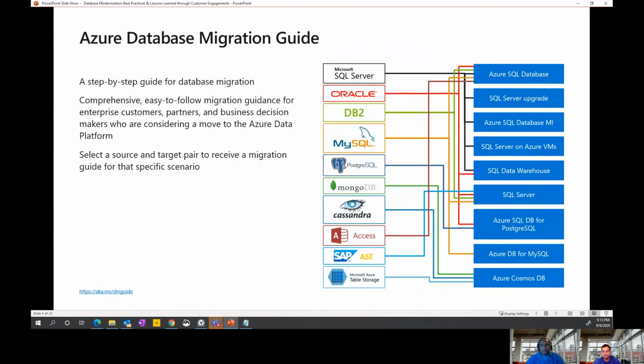A quick glimpse of what that scale model looks like, right? So through the database migration guide, you can pick a source, and that source's potential targets will be captured on the database migration guide. And what we are doing, directly from engineering, is adding and keeping this live, adding new content, new findings, new IPs, right? We have harvested from customer engagements for each of these source and target pairs, right?